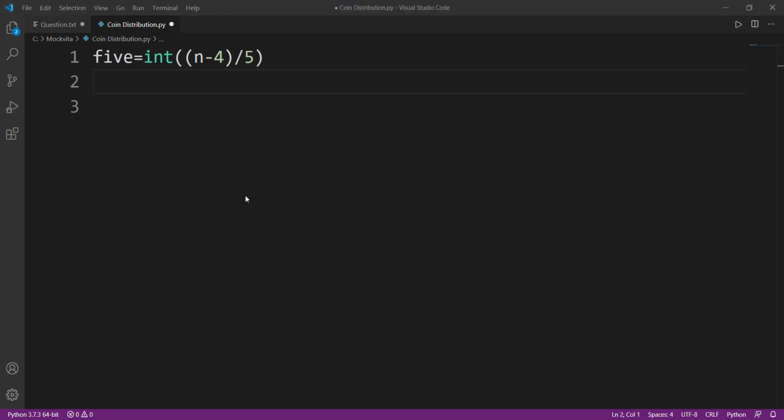Now I need to calculate how many ones we'll have. For ones, the trick is very simple. We just need to check, after we have divided by the number of 5s, if the remaining number is odd, then we'll only use 1. If that number is even, we'll use 2. I'll show you again.